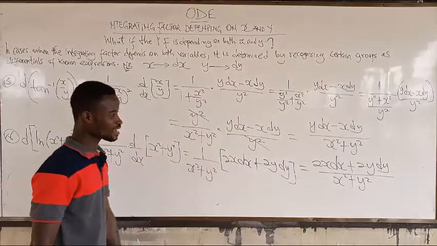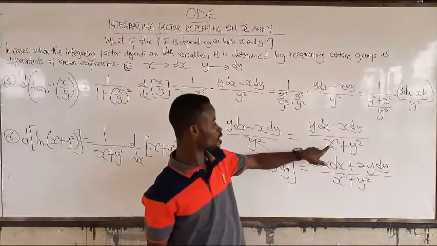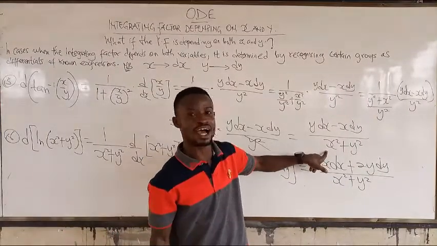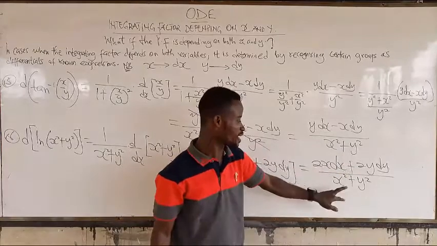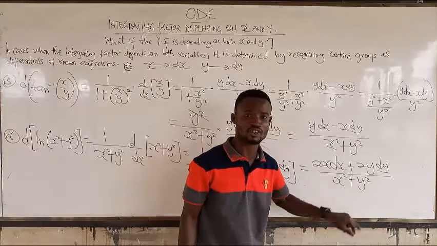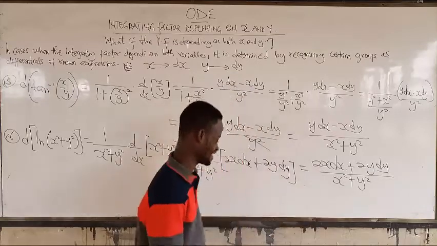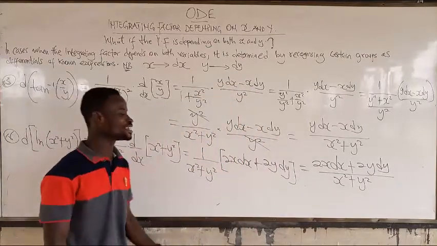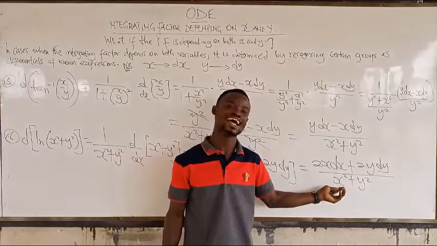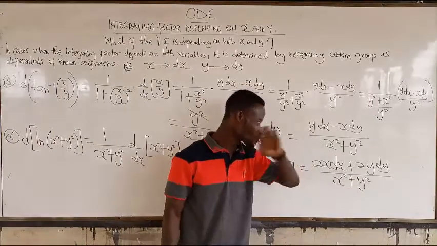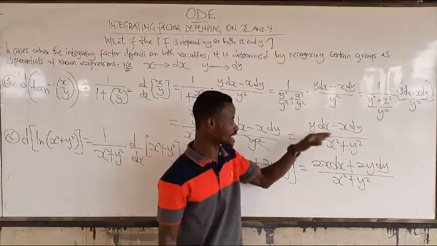Wow! So you can see that here we have the denominator to be x squared plus y squared. In the same way, here we have the denominator to be x squared plus y squared. But take the numerators.